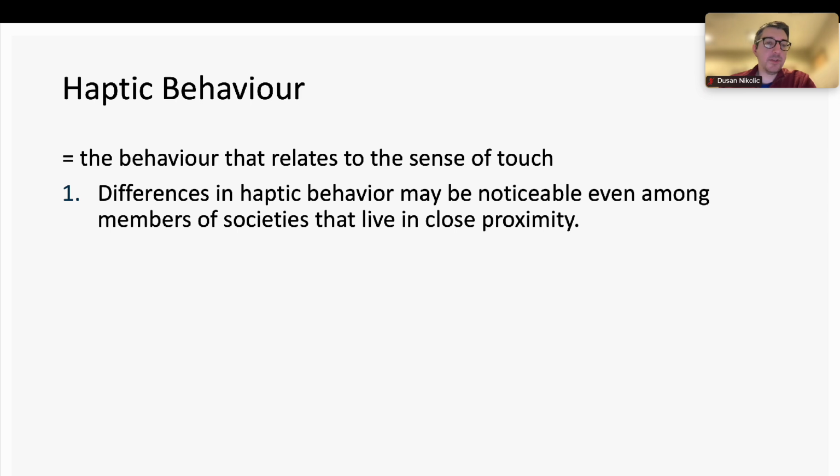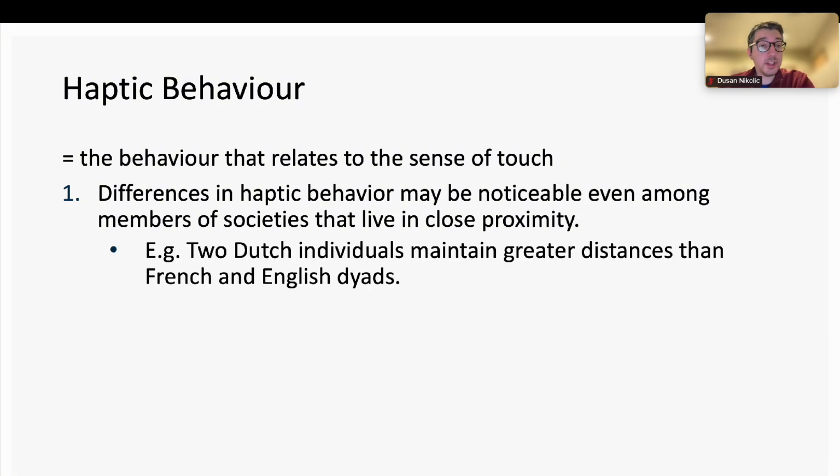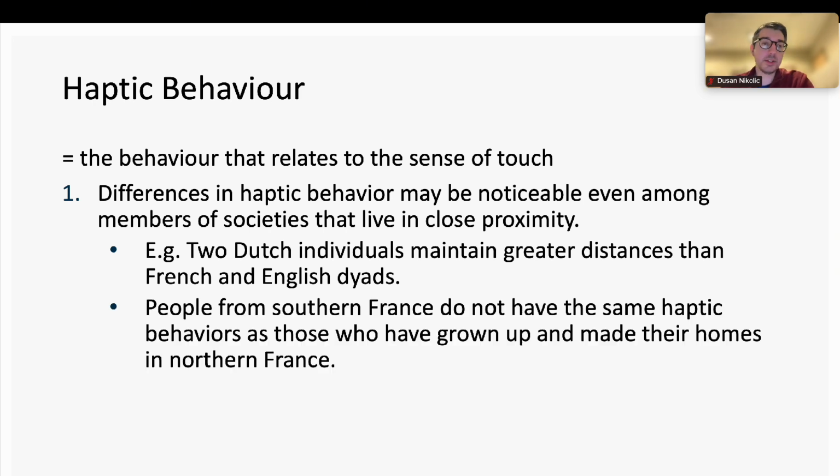Then there is haptic behavior, the behavior that relates to the sense of touch. Differences in haptic behavior may be noticeable even among members of societies that live in close proximity. For example, two Dutch individuals maintain greater distances than French and English dyads, so that's important, and they're very close countries, very close to each other. People from southern France do not have the same haptic behaviors as those who have grown up and made their homes in northern France. So the behavior related to touch is also an important part of a culture, what we call, quote unquote, touch cultures.